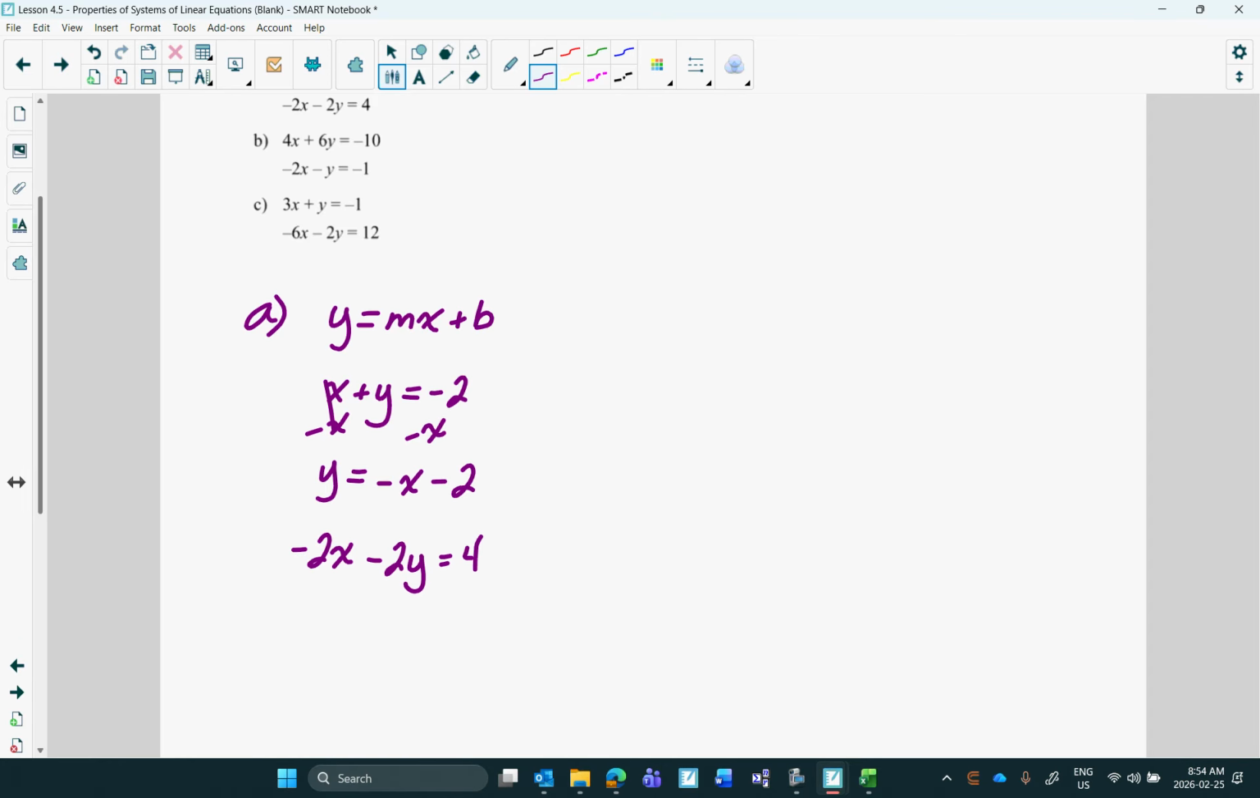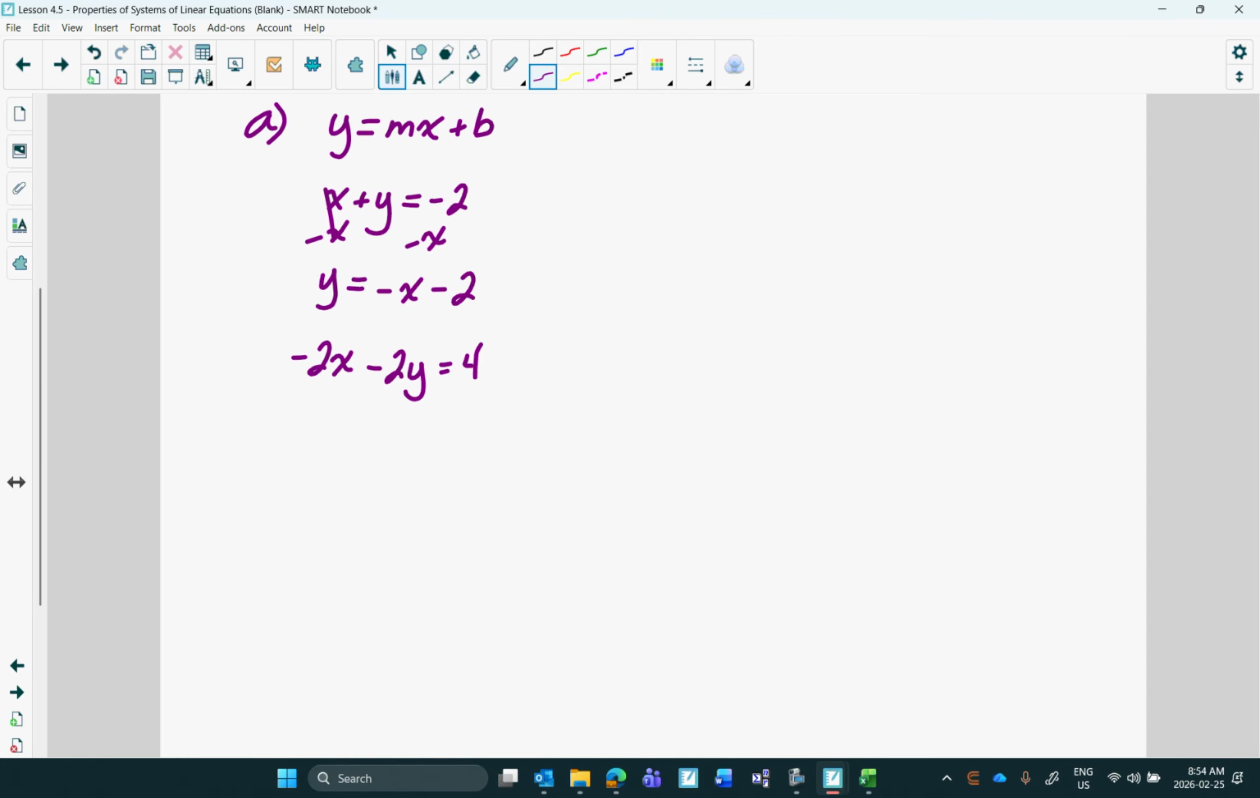Now I gotta put this one in slope-intercept form. I gotta get y by itself. This is gonna take a couple of steps. First, I gotta get rid of minus 2x. How do I get rid of minus 2x? Plus 2x. And I get negative 2y equals 2x plus 4. But y is still not by itself.